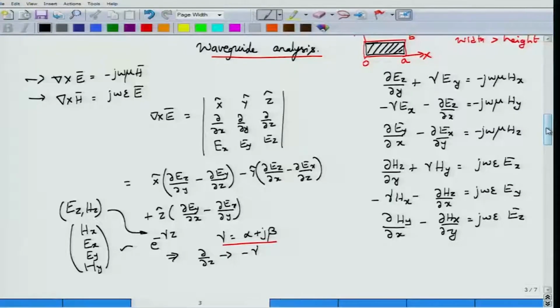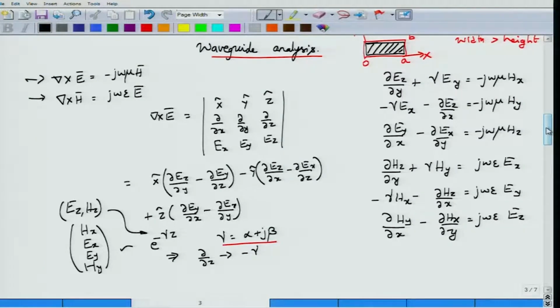In fact, circular cross sections are much more widely used than rectangular cross sections in several applications. Okay. So going back to the rectangular cross section, we have this curl of electric field consisting of three different components, x component, y component and z component, and this should be equated to the right hand side.